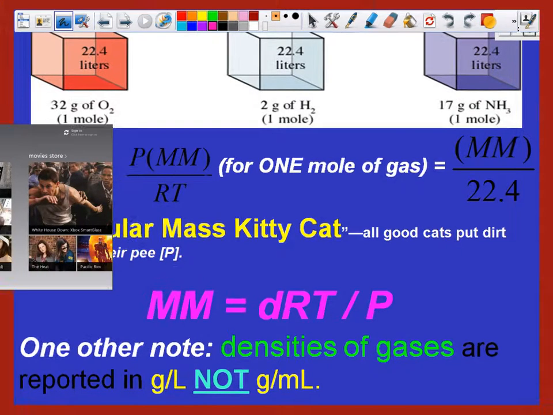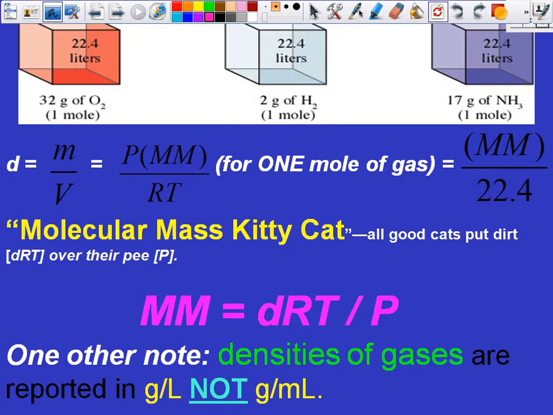Now we have this formula right here, which is D equals M over V. What is that formula? That is your density formula. Remember, density is equal to mass divided by volume. All right, that's your formula for density. And then you have this other formula, which is density equals molar mass times the gas constant R times T.